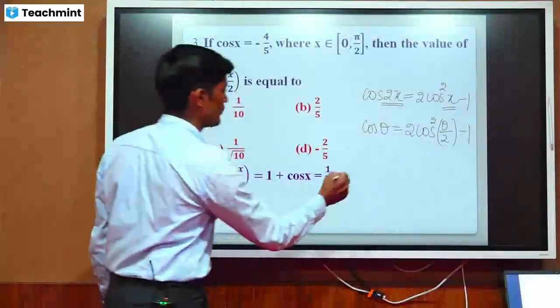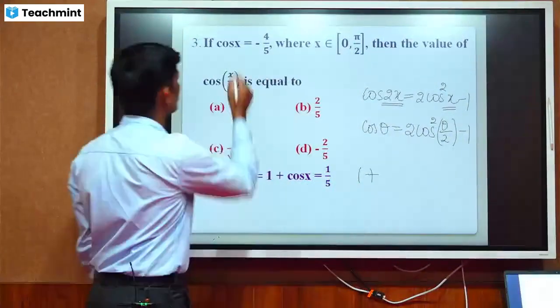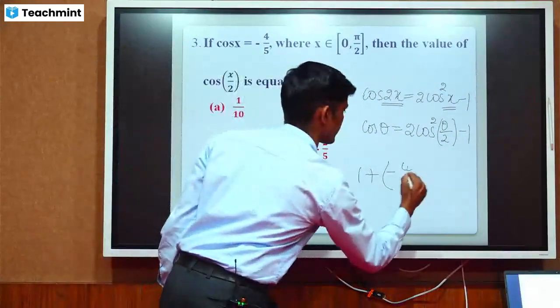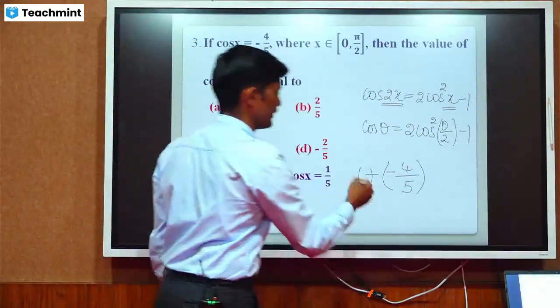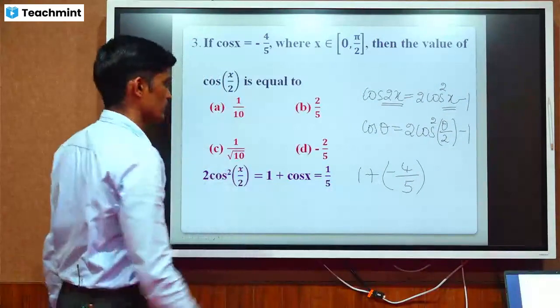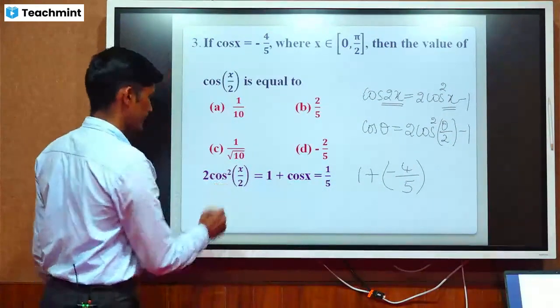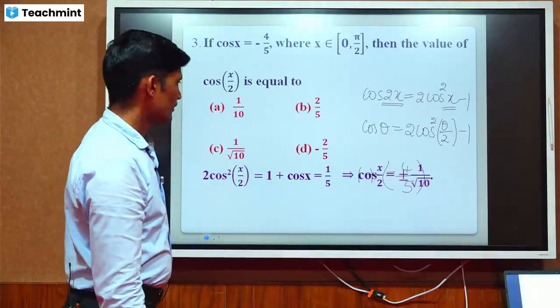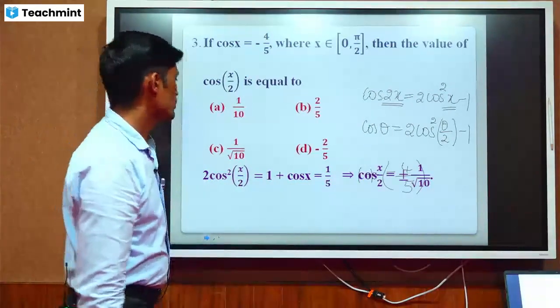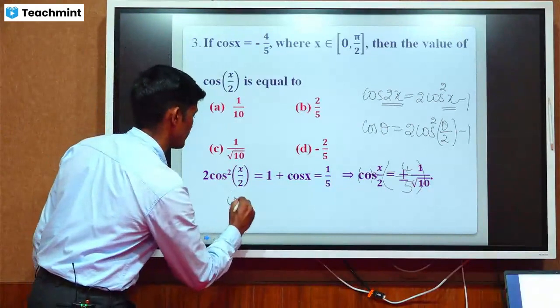That is equal to 1 plus the value of cos x, which is minus 4 by 5. Therefore, it is 5 minus 4, that is 1 by 5. 2 cos square x by 2 is 1 by 5. Therefore, cos square x by 2 is equal to 1 by 10.